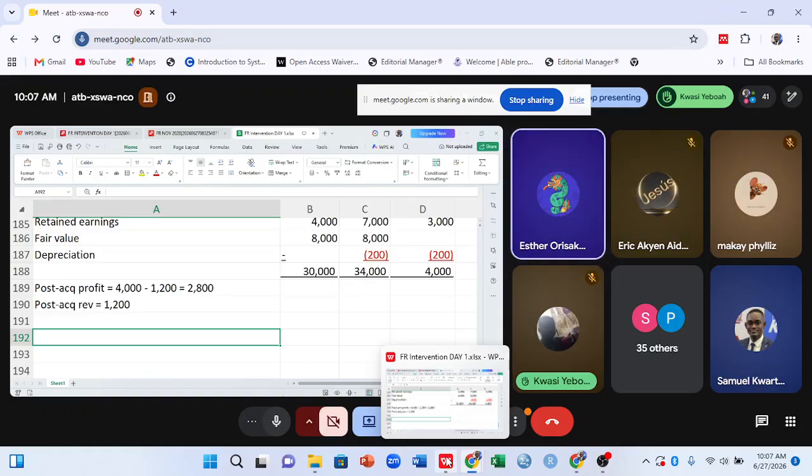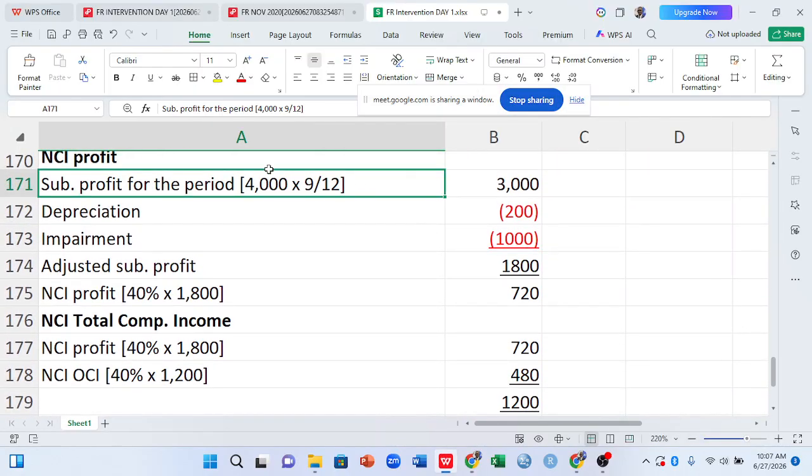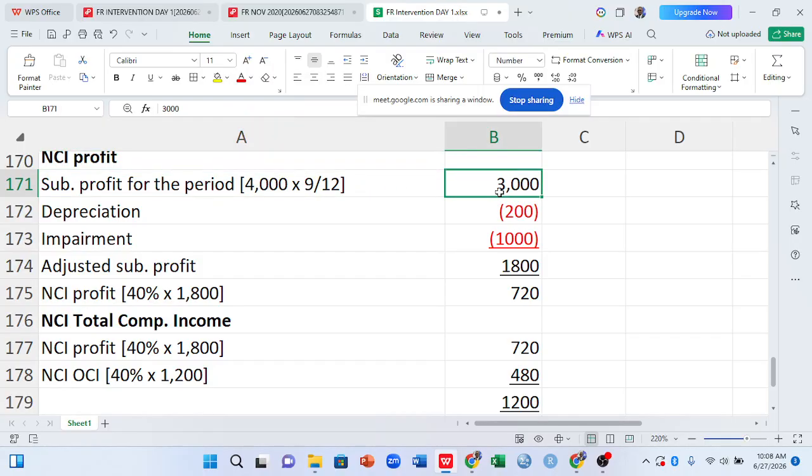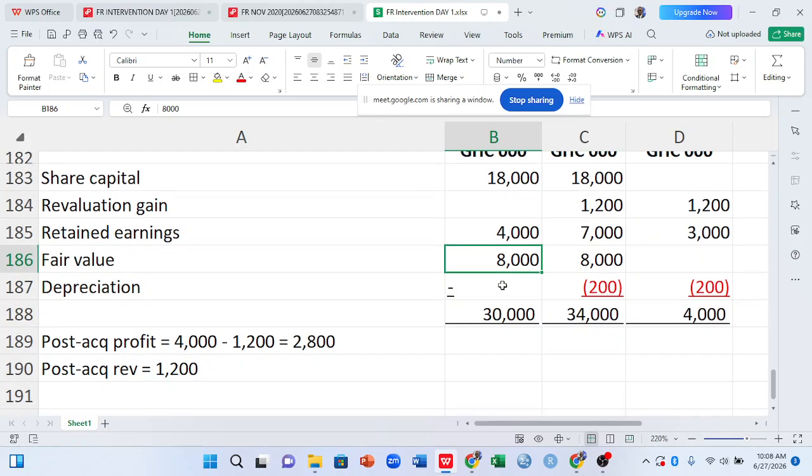Okay. Remember what we did here earlier? It's the same thing, the subsidiary profit for the period. We did 4,000 times 9/12. We had 3,000. So this is the profit for the period for the subsidiary. Now to get the acquisition date value, we needed to subtract the 7,000 minus the 3,000 to get 4,000.